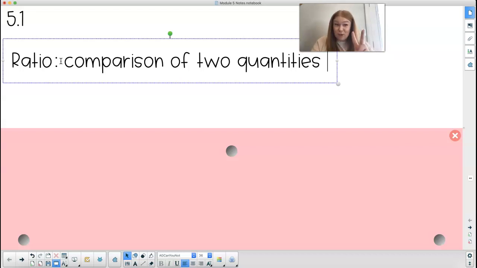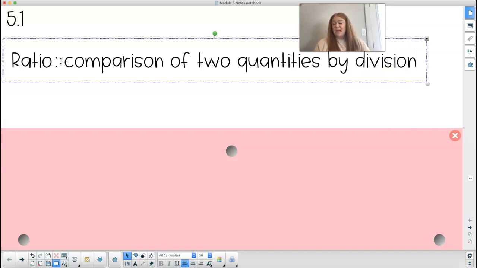Okay, so two quantities, so two different things like flour and sugar, apples, oranges, red, blue. And we are comparing them by dividing them. So a comparison of two quantities by division. And they're the same type of thing, like I might compare cups and cups, marbles, fruits.